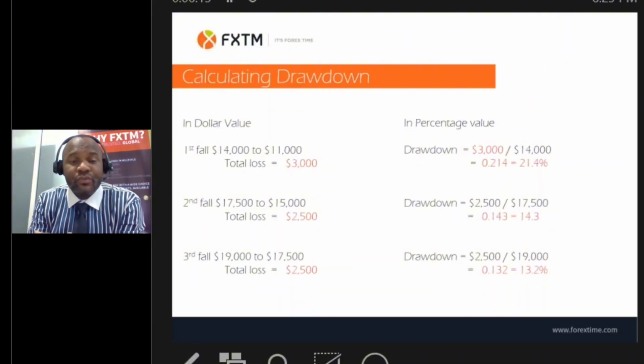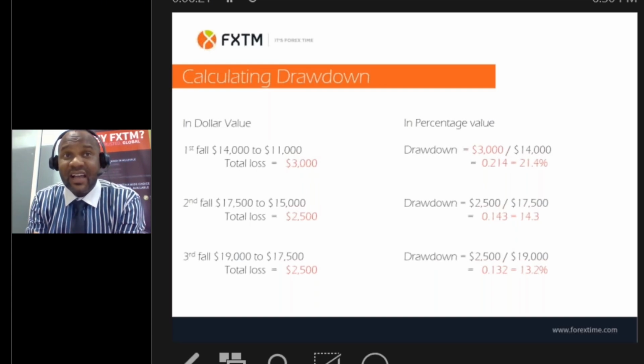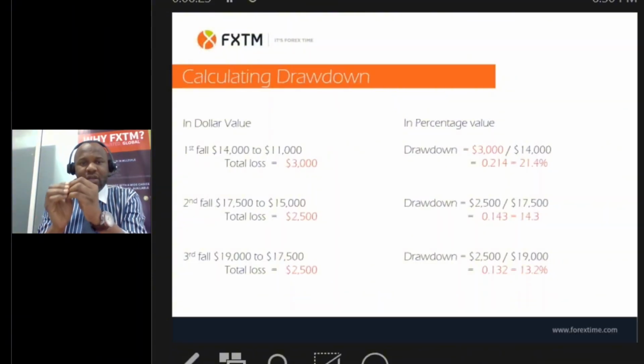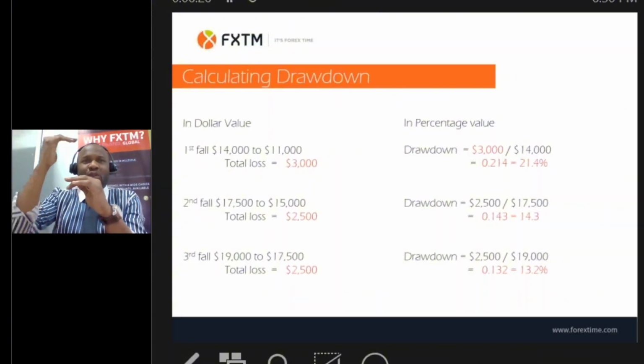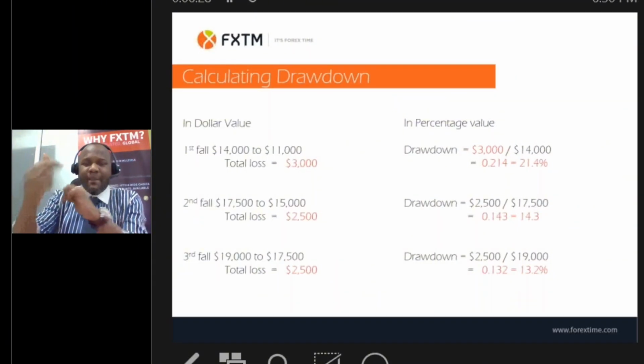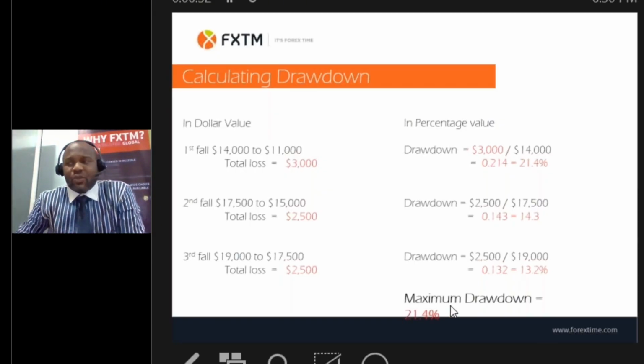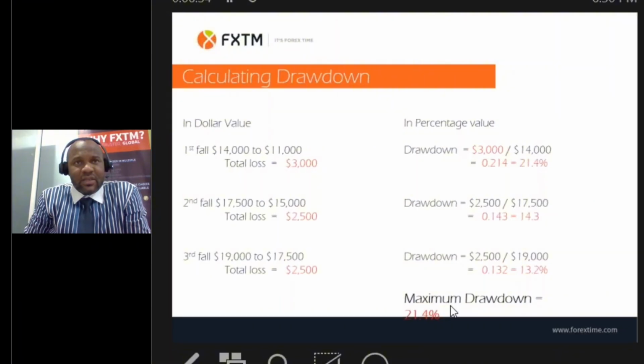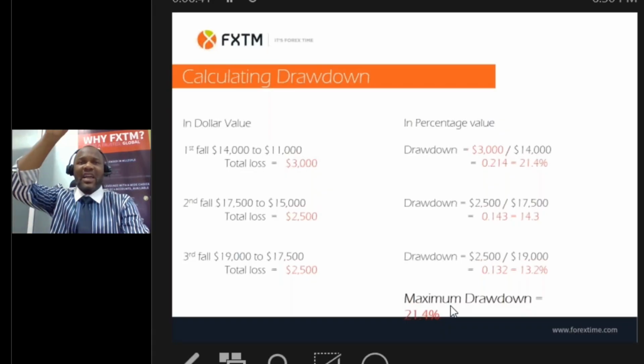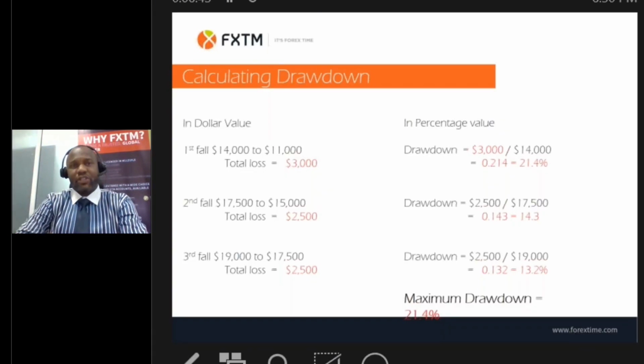So if you look at these three times the guy fell, the one with the highest percentage is the first one. That is 21.4%. That becomes the maximum drawdown. So the maximum drawdown is 21.4%. Is that okay now? So the report will just show you the maximum. And so you know that this is talking about the highest fall you have had in history. Is that okay? All right.